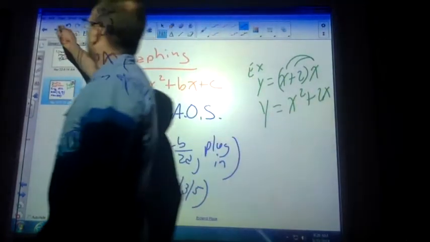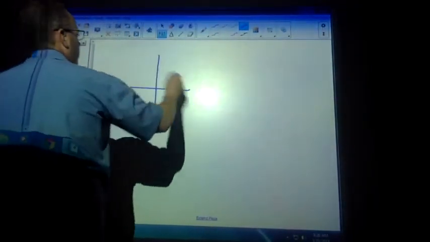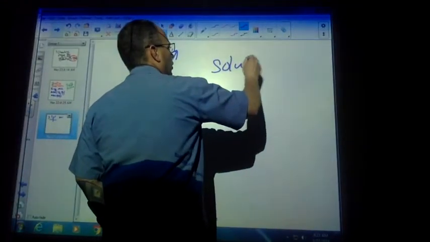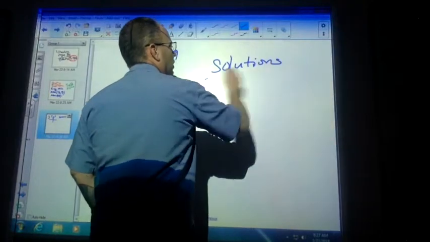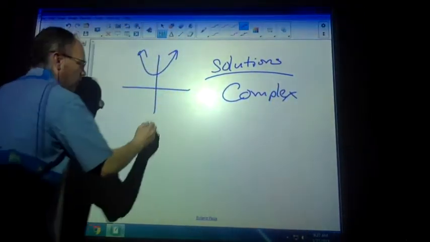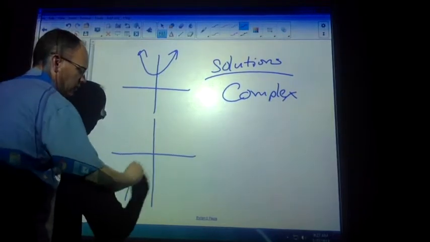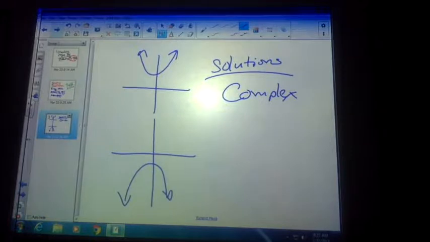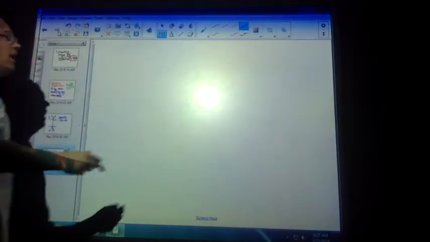So if you had graphed your parabola and it looks like this, and they ask, hey, what are the solutions? Your answer is just complex. That's the same if your parabola looks like this. It does not cross the x-axis, so it's complex. Those are both complex scenarios. Agreed?